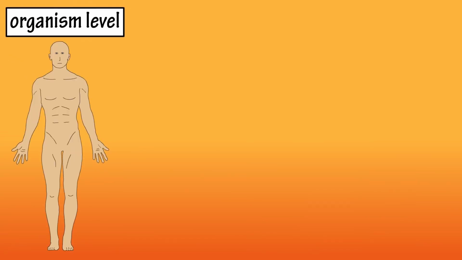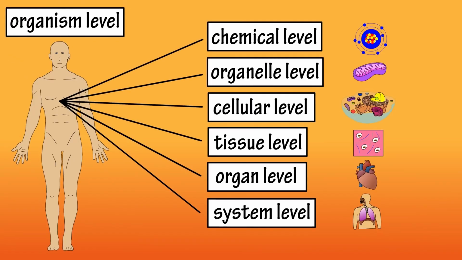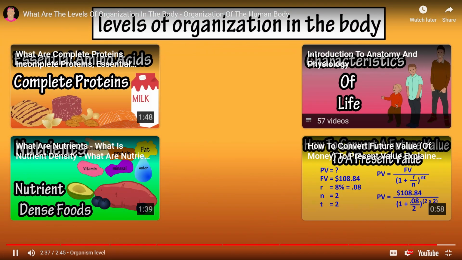The organism level is the last level. The overall human organism is made up of all the previous levels we just covered, and that would be the levels of organization of body structure and function.